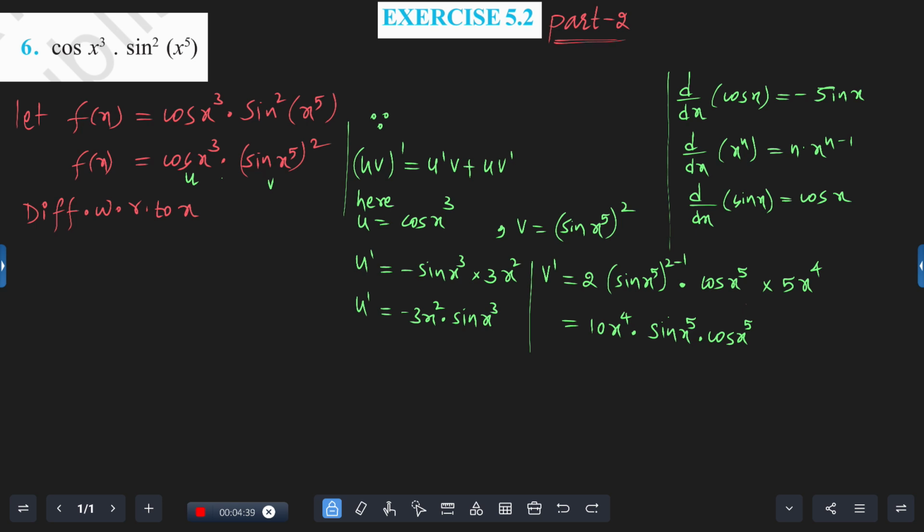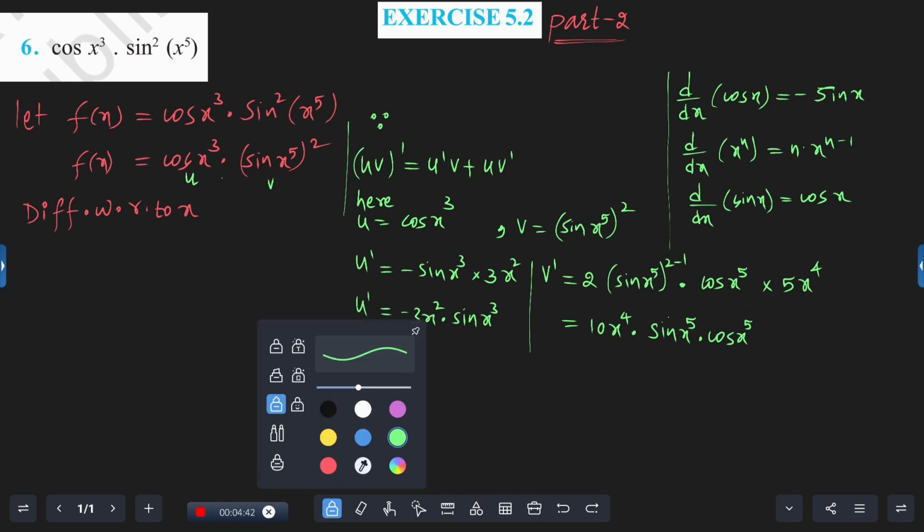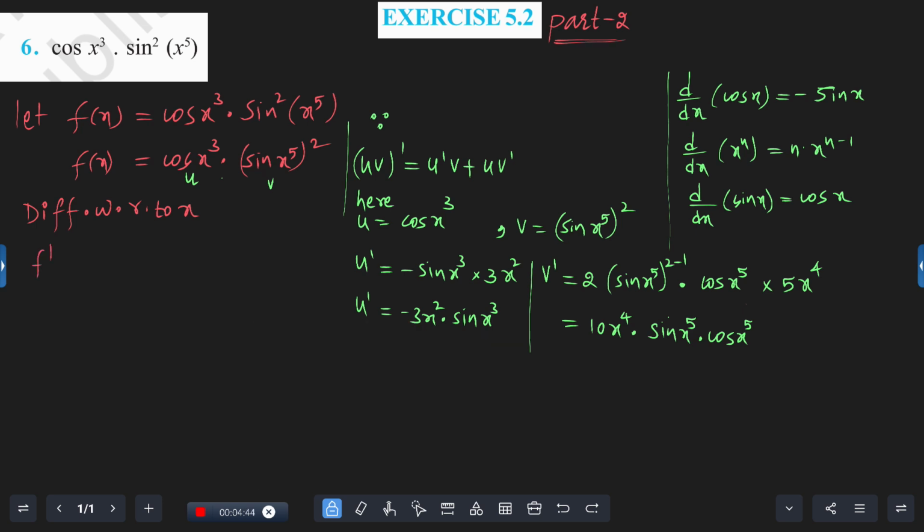Okay, now we will go here. So when I differentiate, what am I getting? This side, f dash of x is equal to, first of all, u dash. U dash, now here we have minus 3 x square sin x cube, into v. V means this one: sin x power 5 whole power 2. So this is u dash and this one is v. U dash v I have applied.